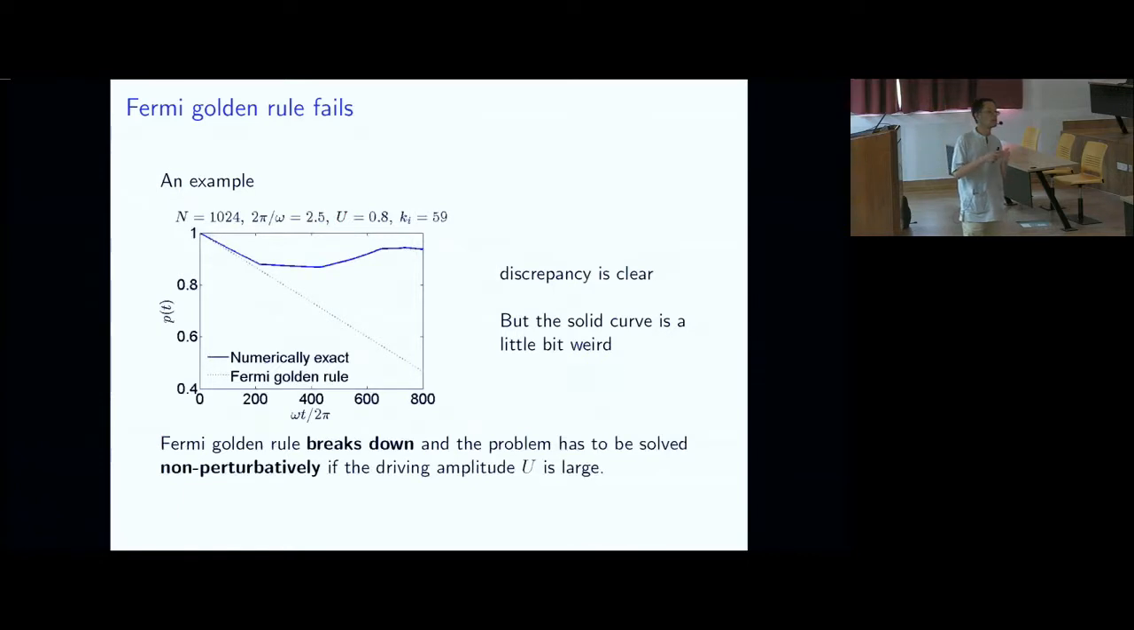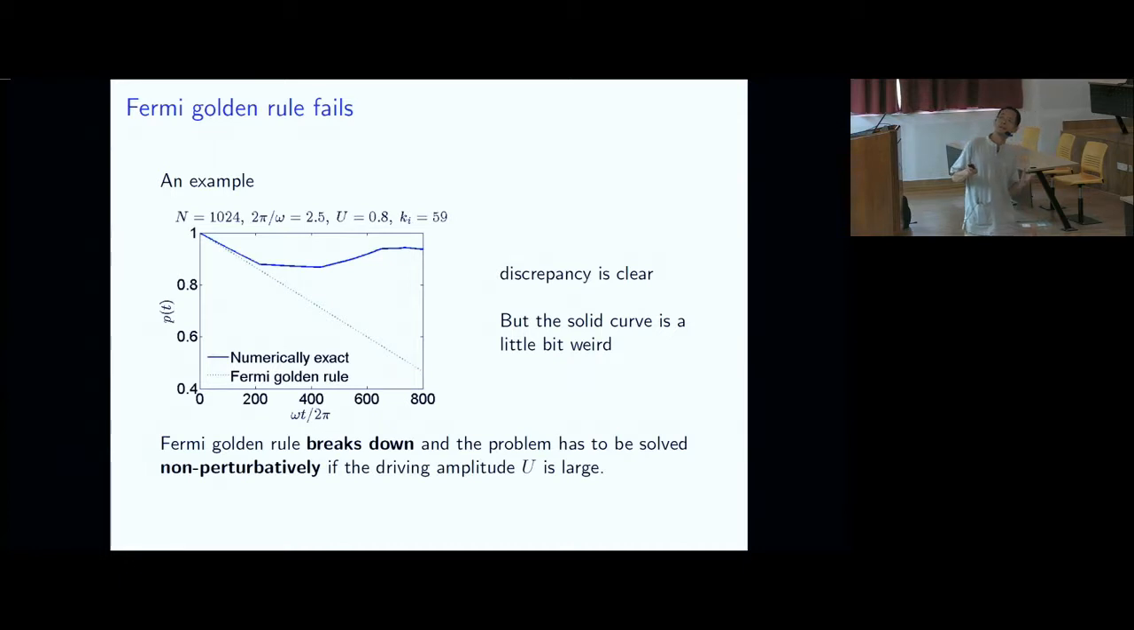Numerically, the problem is very simple because it's a 1D problem, a single particle problem. So you can easily integrate the time-dependent Schrödinger equation. So here we have an example. The horizontal axis is the time, and the vertical axis is the survival probability. Here are the parameters of the system: this is the size of the lattice, this is the driving period, and this is the driving amplitude.